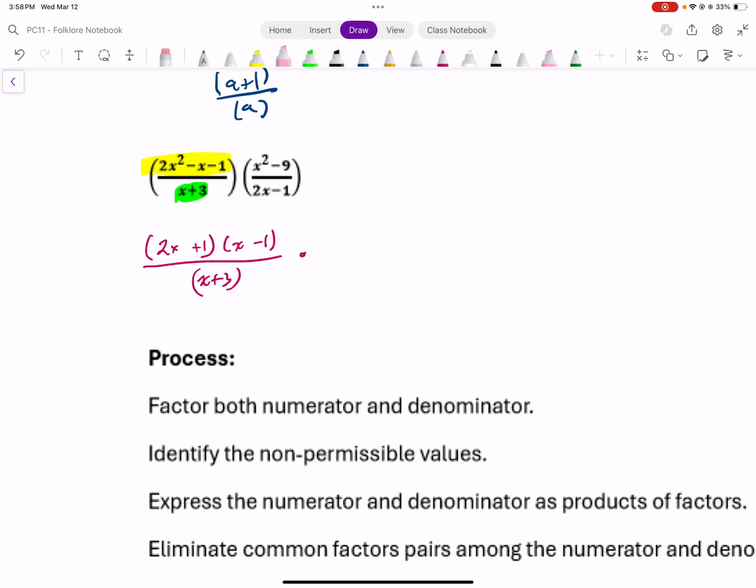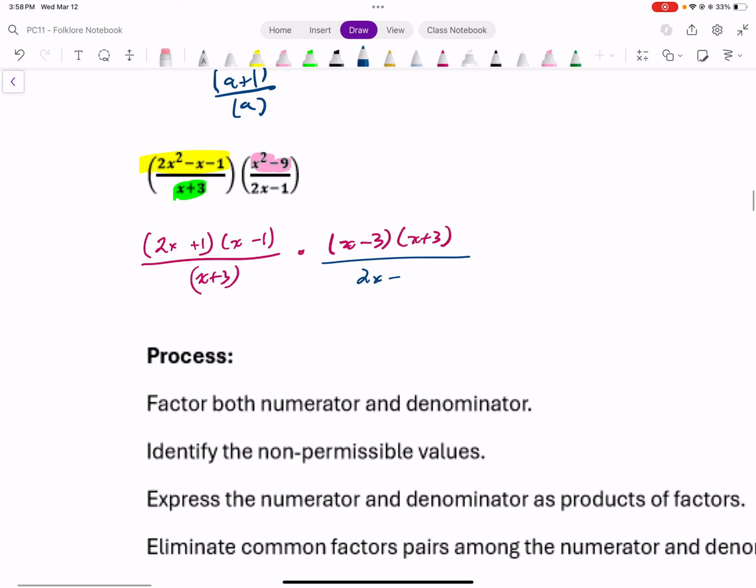On the left-hand side, the expression x squared minus 9, I notice that's a difference of squares. So that is going to be x minus 3, x plus 3, divided by 2x minus 1. Please be careful with this. So I'm just going to list my non-permissible values. From this term, I can say that x cannot be equal to negative 3. From 2x minus 1, I get x cannot be equal to a half. So these are my non-permissible values.